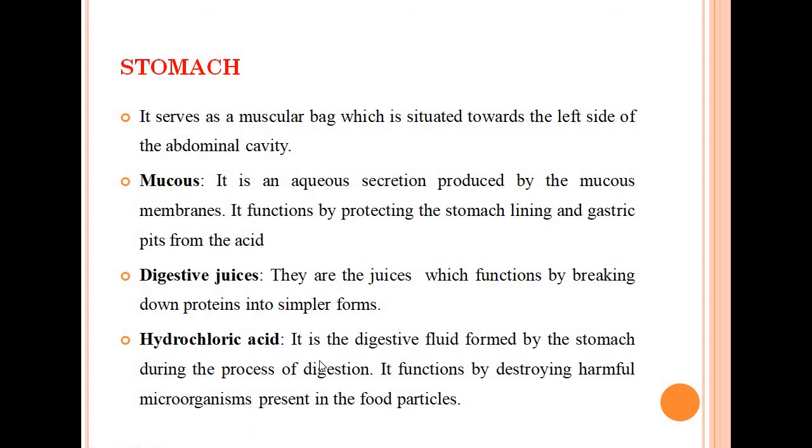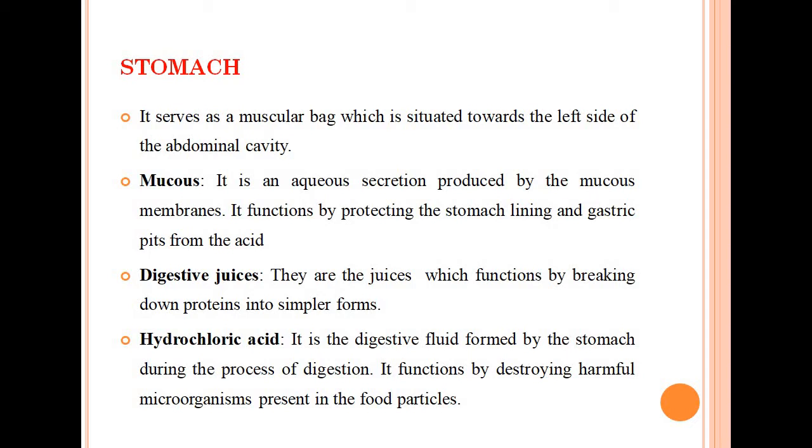Stomach. What is it? The muscular organ inside our body is known as the stomach. It serves as a muscular bag situated towards the left side of the abdominal cavity. Mucus is an aqueous secretion produced by the mucous membranes. What is its function? It protects the stomach lining and gastric pits from the acid. We know that the mucus is secreted from the lining of the stomach. So it has two functions.